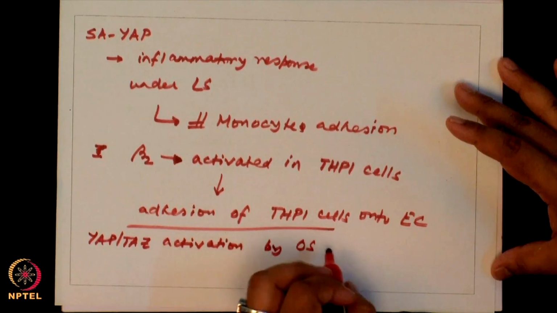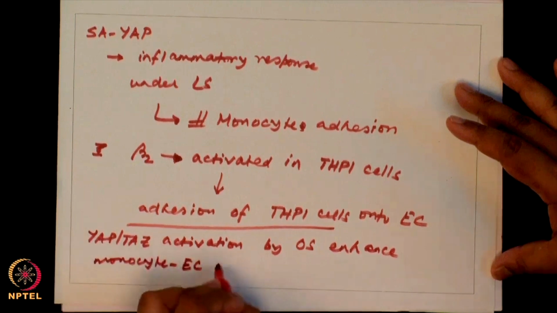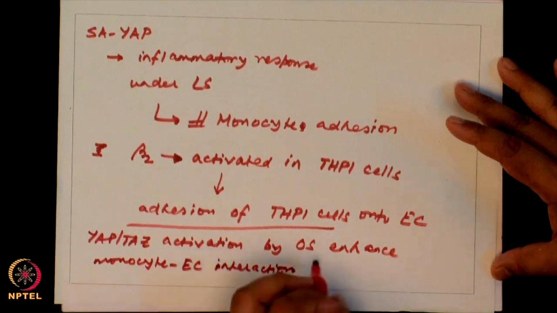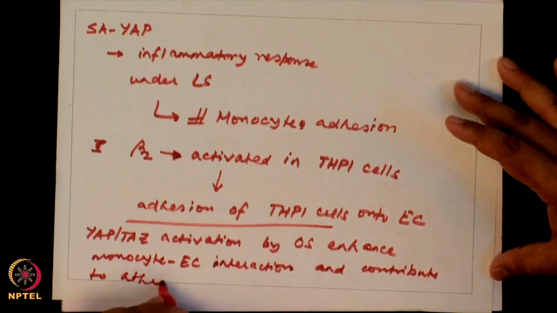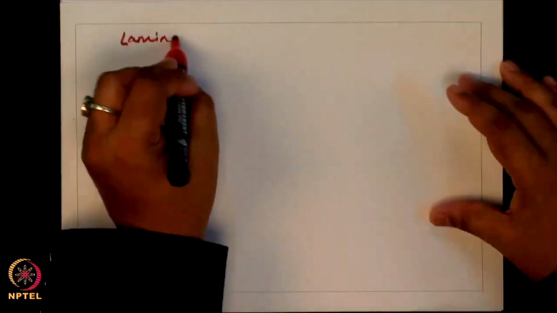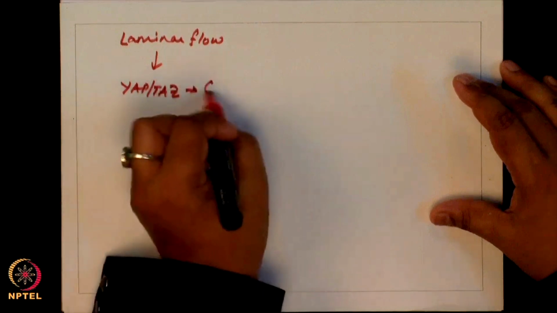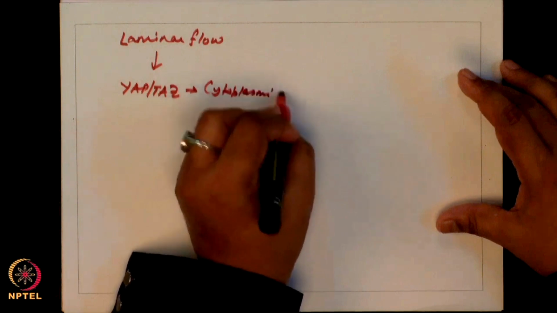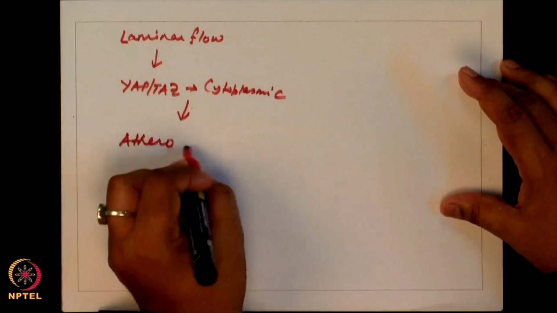So, together what the authors concluded was that YAP-TAZ activation by oscillatory stress enhances monocyte EC interaction, and this can contribute to atherogenesis. This can initiate atherosclerosis. So, together the authors came to the following conclusion. Whenever you have laminar flow, your YAP-TAZ exhibits a cytoplasmic localization, and as a consequence, the overall situation is atheroprotective.